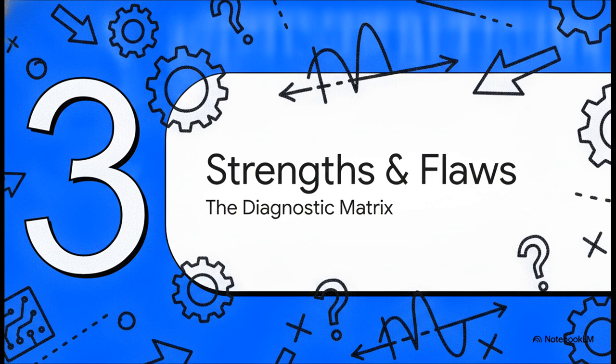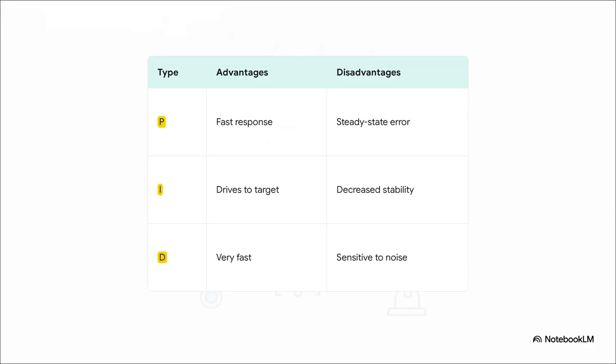Section 3, Strengths and Fatal Flaws. We've seen them all in isolation now, so let's summarize exactly why none of these work perfectly on their own. This matrix perfectly captures the engineering headache. P lacks precision, I lacks stability, and D lacks follow-through. P leaves an error, I makes the system bounce all over the place, and D gets totally confused by sensor noise. This practically demands that we combine them so they can cover each other's blind spots.